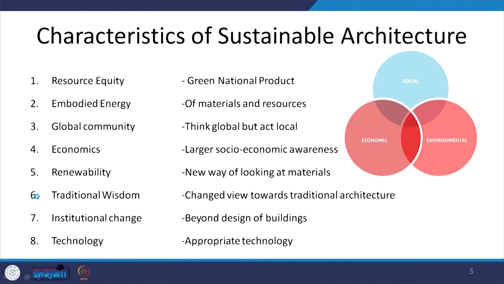So, any sustainable building has to have very less embodied energy, which implies we have to use materials which consume less energy for their manufacturing. The third is global community. Whenever we are looking at sustainable architecture, we must think of the global scenario, though we have to act locally.